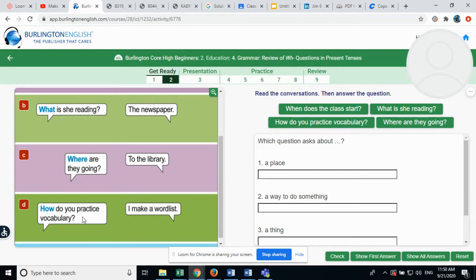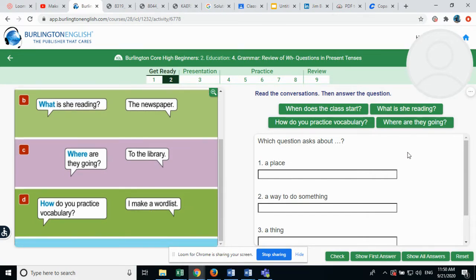How do you practice vocabulary? I make a word list. Okay, now we look here. We have these questions. When does the class start? What is she reading? How do you practice vocabulary? Where are they going?